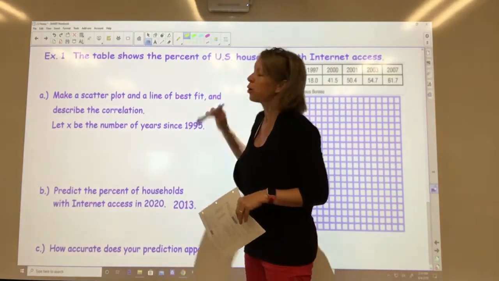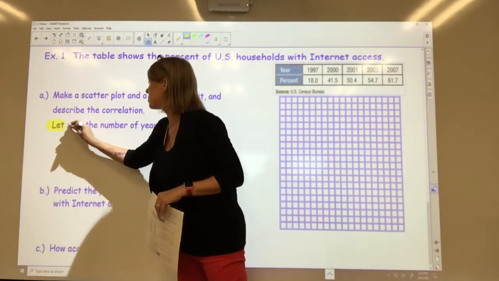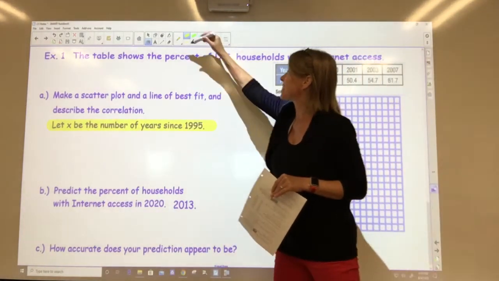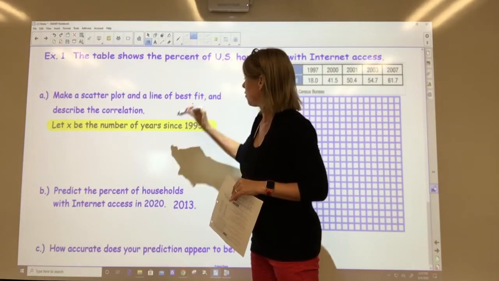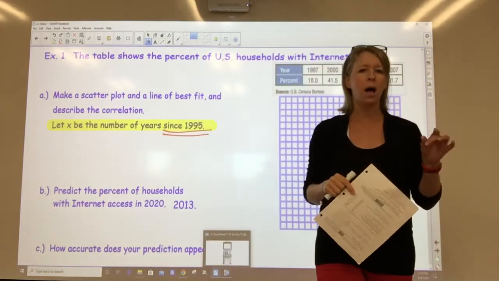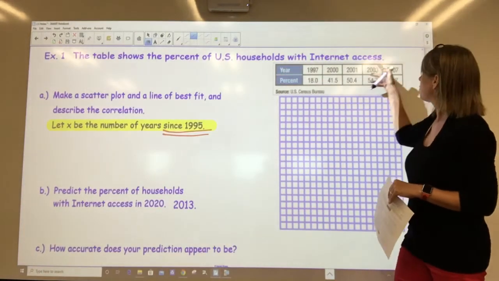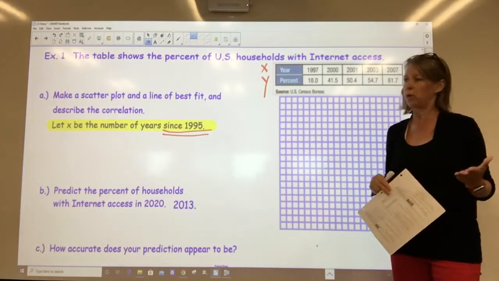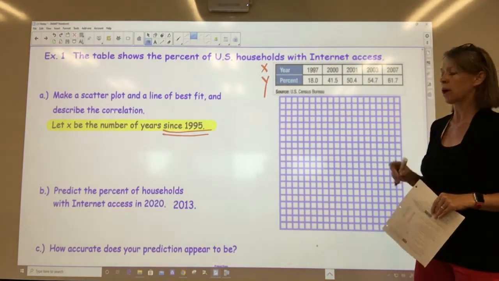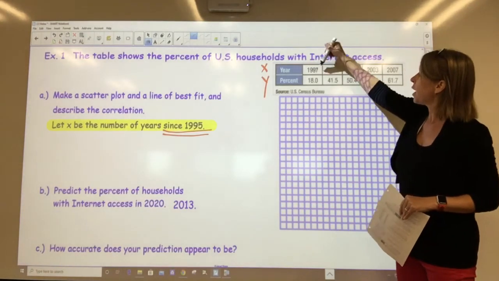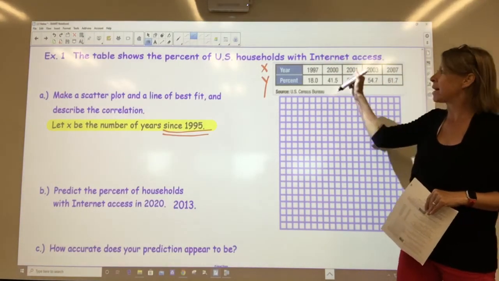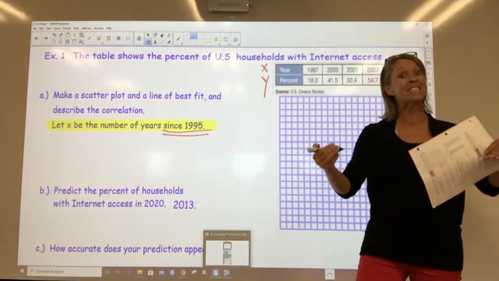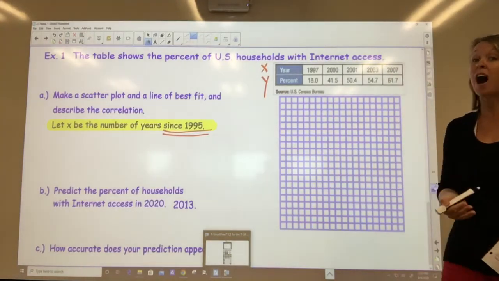Now, there's a really important piece of information here, and that is demonstrated right here when it says, let X be the number of years since the year 1995. Very, very important. You'll see this in a lot of these problems. When you are presented with a table, typically your first row are the X values of your point, and the second row are the Y values. But what's a little bit different about this is we're not supposed to use these years as our X value. We're supposed to let our X be the number of years since the year 1995.